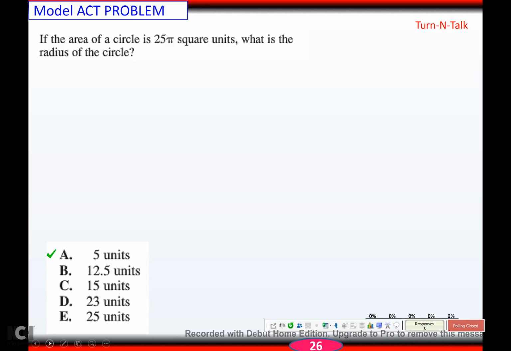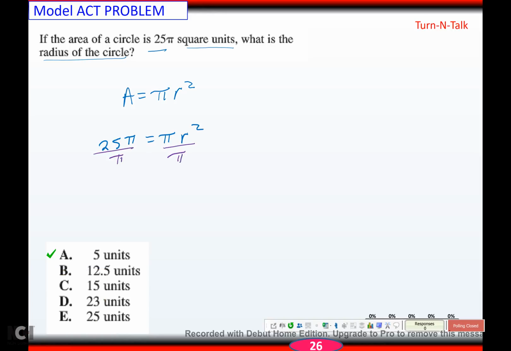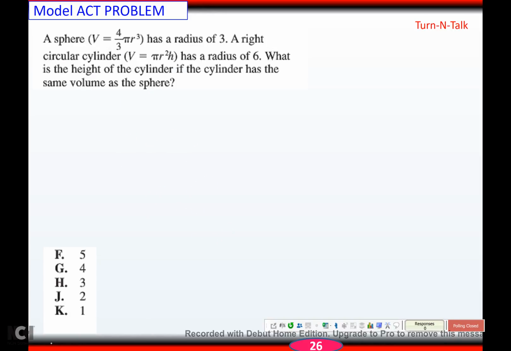And hopefully you got A. It says if the area of a circle is 25 pi square units, what is the radius of the circle? Well, area equals pi r squared. So it tells me that the area is 25 pi, and that has to equal pi r squared. Well, I need to get r alone, so divide by pi, cancel, cancel, and I get r squared equals 25. Square root, and the radius has to be 5. Alright, try this one, hit pause, come back when you're ready.